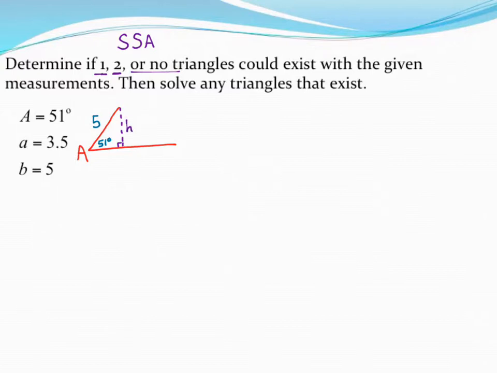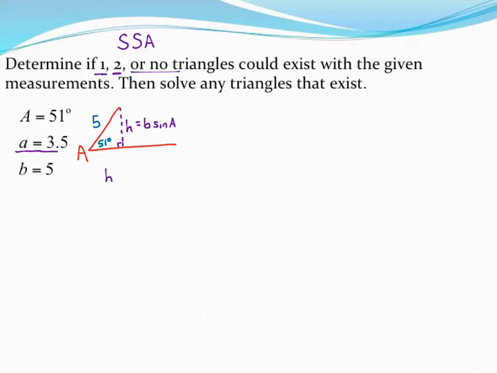I'm going to call that side H, and to find it, that's equal to B times the sine of angle A. That's just coming from some basic, simple trigonometry, some SOHCAHTOA stuff. So let's go ahead and find out what side H would be, compare it to the side that I have, and then figure out how many triangles are formed.